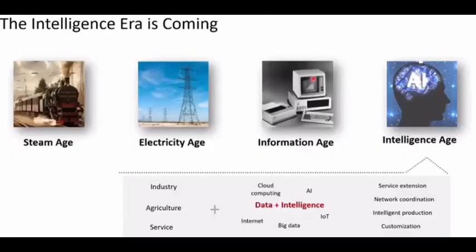Okay. So the intelligent era is coming. We have gone through the steam age, the electricity age, the information age, and now we are entering the intelligent age. Basically, some kind of artificial intelligence environment, right? Everything in industry nowadays, a lot of things actually run on artificial intelligence, like big data, right?